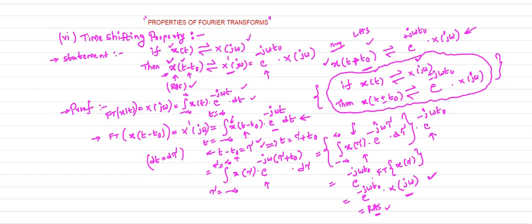Next we will move to the next property of the Fourier transform, which is your frequency shifting operation. This is your seventh one. We have almost 10 properties, so you need to learn each and every property and remember each and every property.